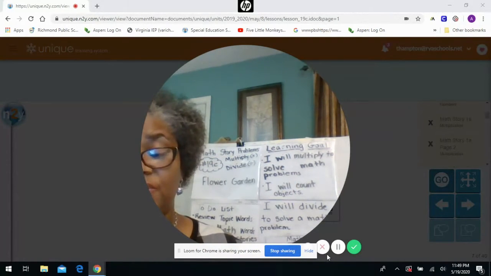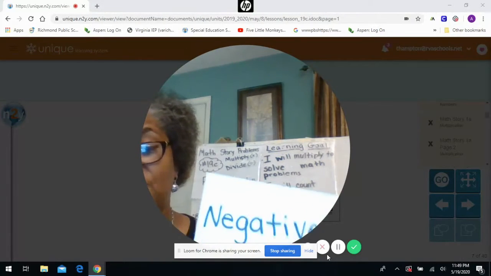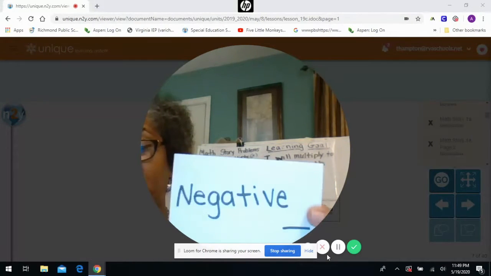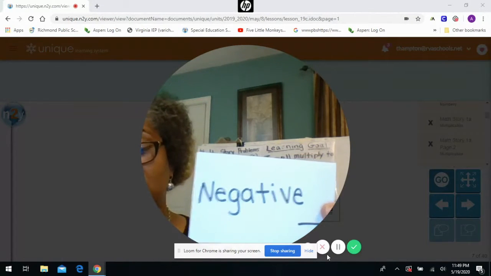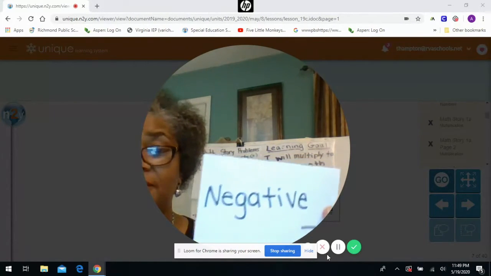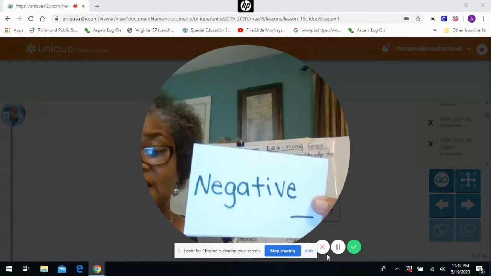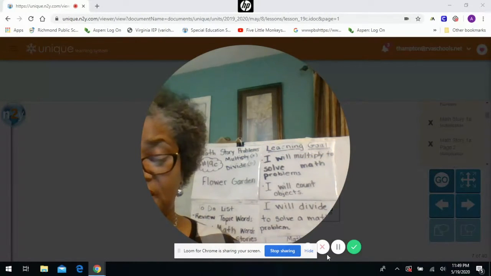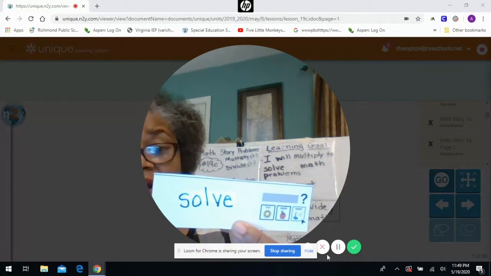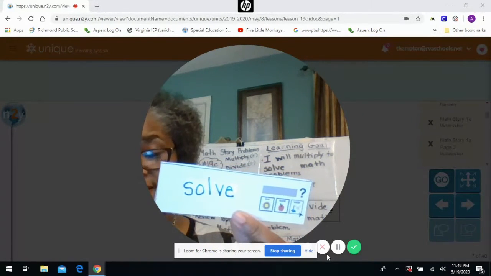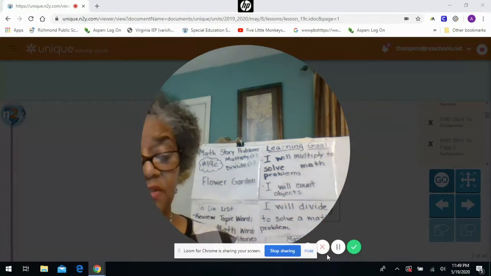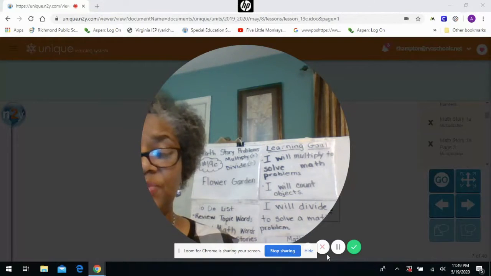The next word is negative. It's a number less than 0 when you're looking on the number line. Remember, we had the red side and the blue side. The red side was the negative side, and the blue side was the positive side. Okay? Less than 0. Negative. The next word is solve. To find a solution or find the answer. Solve. Good job.